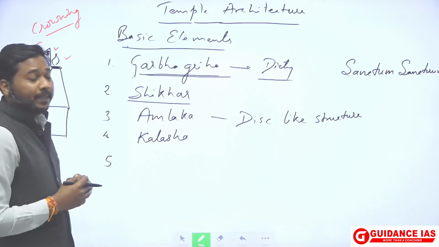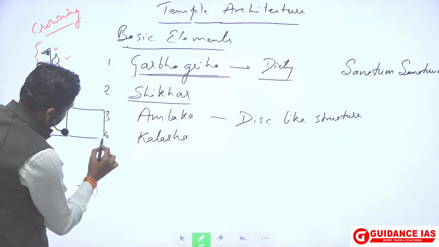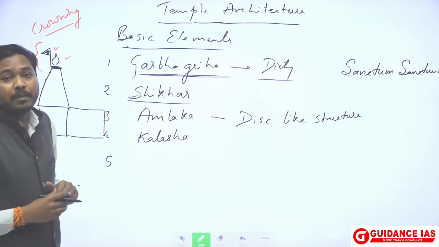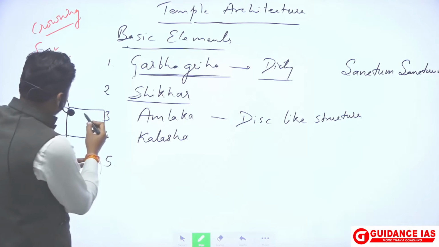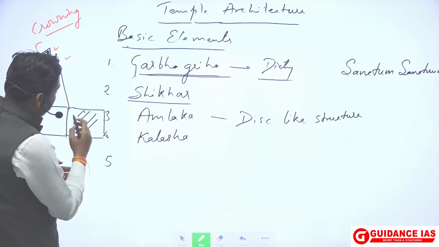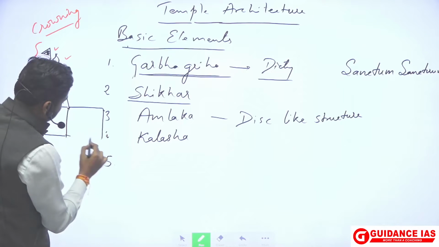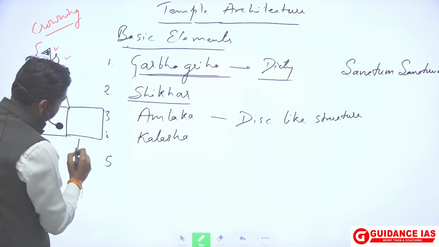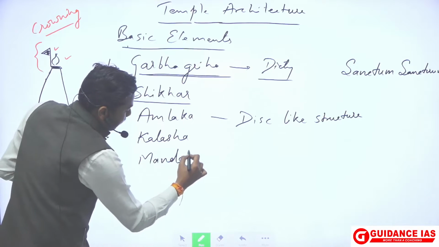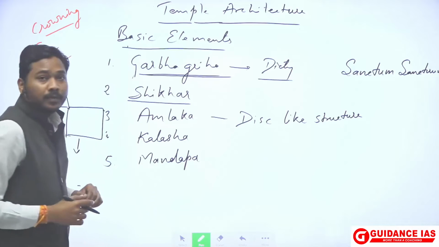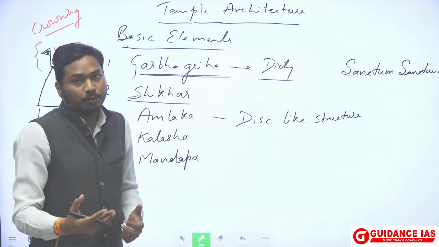Now, the fifth main thing is the mandap. A mandap is where you can sit, you can pray, or people worship the god from here. This is generally a pillared structure which is called a mandap. A mandap is a place where you can sit and worship the god.